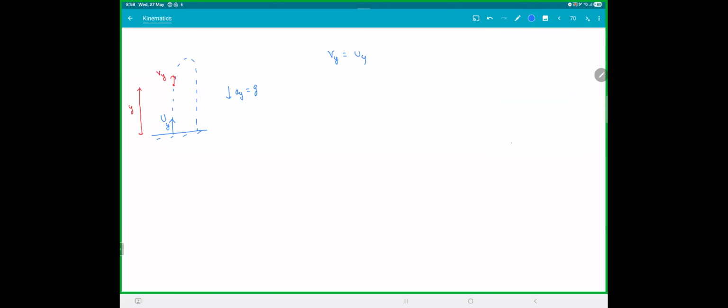Vy is equal to uy plus ay t. So you just put y everywhere, indicating vertical direction. So this will be Vy is equal to Uy minus g t, since ay is minus g. Remember, up positive, down negative. That's your formula there.